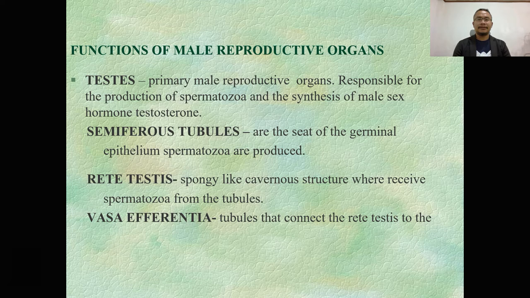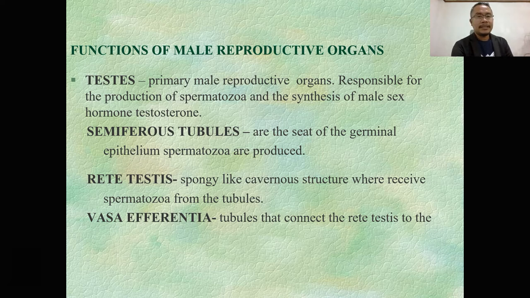If you have noticed, after castration of the male animal, they will not be attracted anymore to female animals. That is the main reason why they will not be attracted to female animals. Because by cutting or taking out those testicles during the castration process, they will not exhibit their maleness behavior, because they are no longer producing spermatozoa and no longer synthesizing the male sex hormone, which is testosterone.